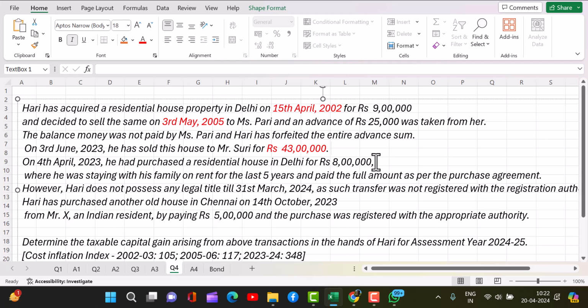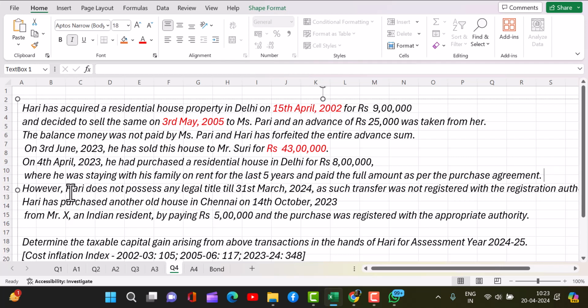So here the capital gain would be definitely below 2 crores. So he can buy 2 properties. So he has purchased one property in Delhi where he was staying with his family on rent for the last 5 years and paid the full amount as per the purchase agreement. Now, once you pay the full price as per agreement, the next step would be that you will go for registration, okay, and go to the registrar and get the property in your name.